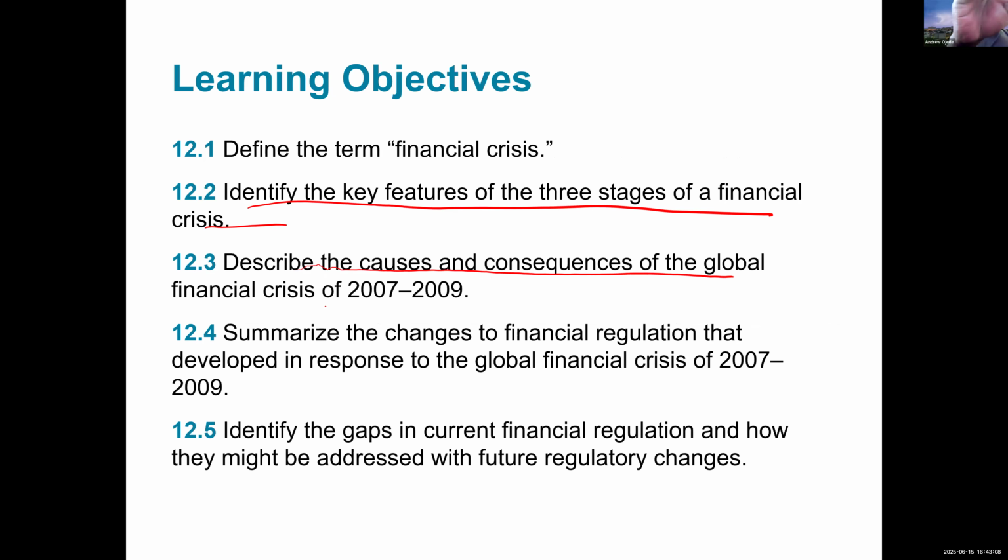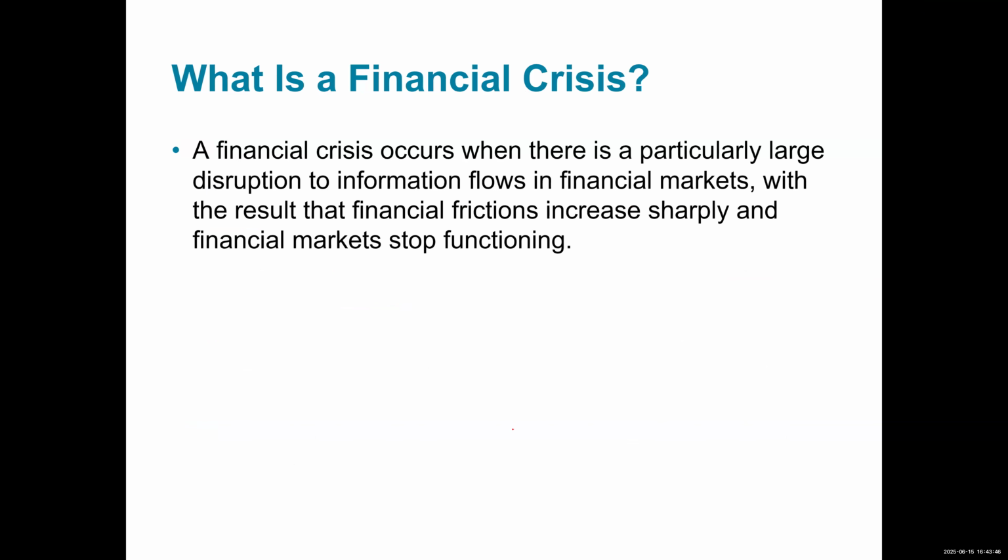So here's how we define financial crisis. A financial crisis occurs when there's a particularly large disruption to information flows in financial markets, with the result that financial frictions increase sharply, and financial markets stop functioning.